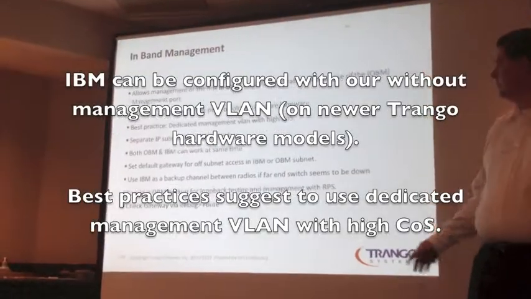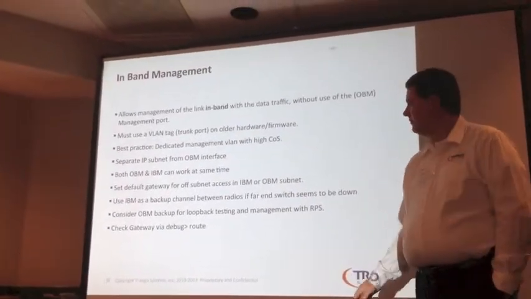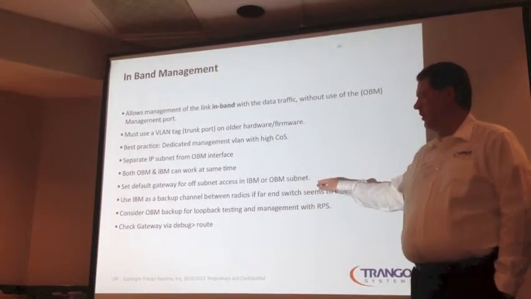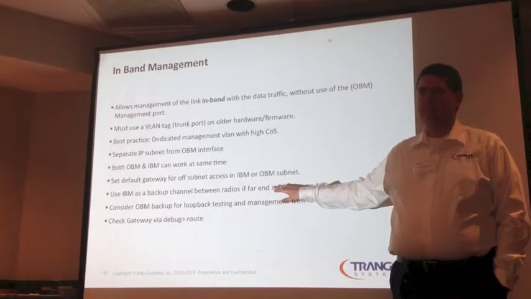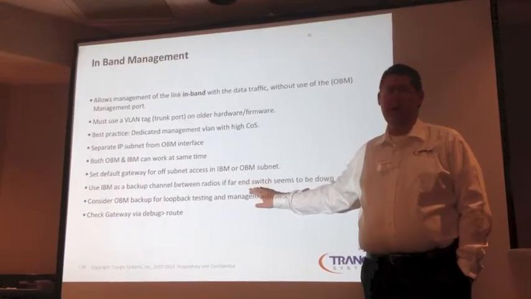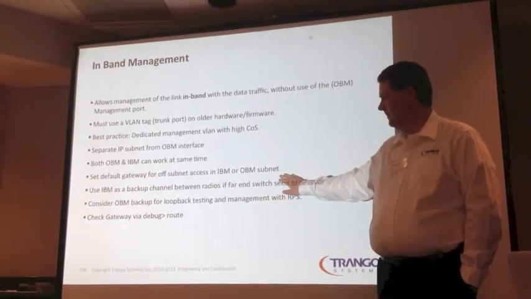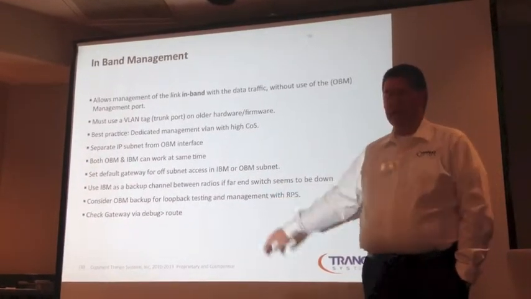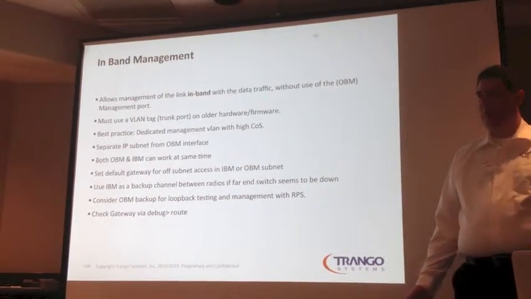Probably because you don't listen. Both IBM and OBM will work at the same time. The default gateway could either be on the in-band or the out-of-band subnet. Set it however you want. This is why your in-band and your out-of-band need to be in different subnets, so that the radio knows which one to use. Remember that you can keep in-band management as a backup even if you're only using out-of-band.